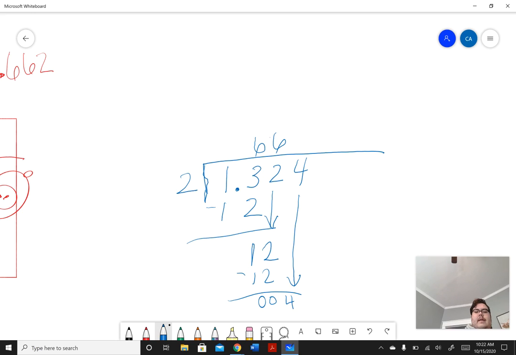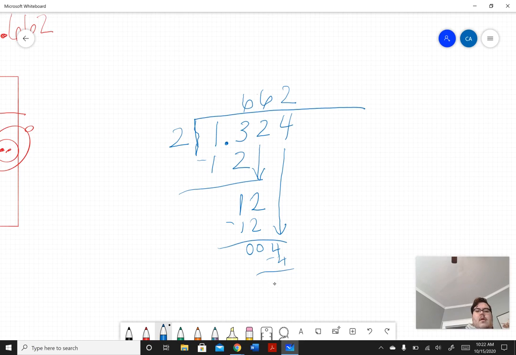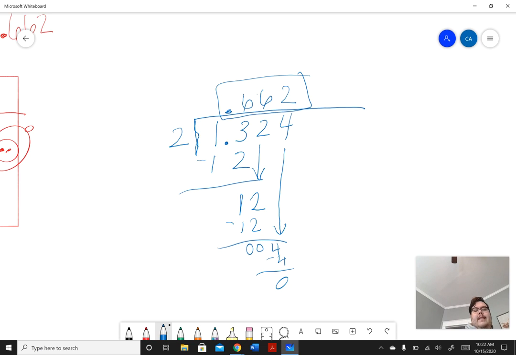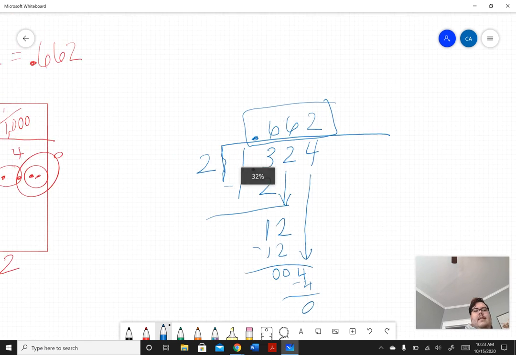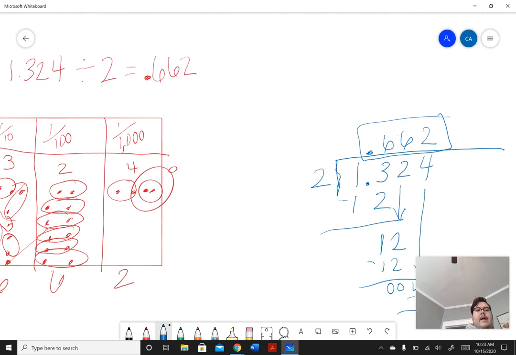Pull down the next one. Okay. How many groups of 2 can I take out of 4? Well, I can take 2 groups of 2 out of 4, and that's going to equal 0. We have no more place values to worry about, so our quotient is 662 thousandths, which is the same thing that we got when we used our place value box.